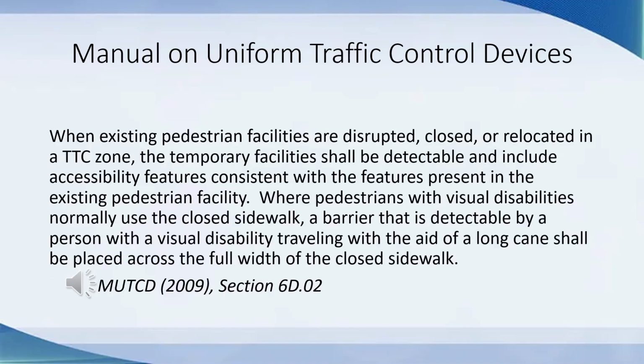When an existing pedestrian facility is disrupted or closed or relocated in a temporary traffic control zone, the temporary facilities shall be detectable and include accessibility features consistent with the features present in the existing pedestrian facility. Where pedestrians with visual disabilities normally use the closed sidewalk, a barrier that is detectable by a person with a visual disability traveling with the aid of a long cane shall be placed across the full width of the closed sidewalk.